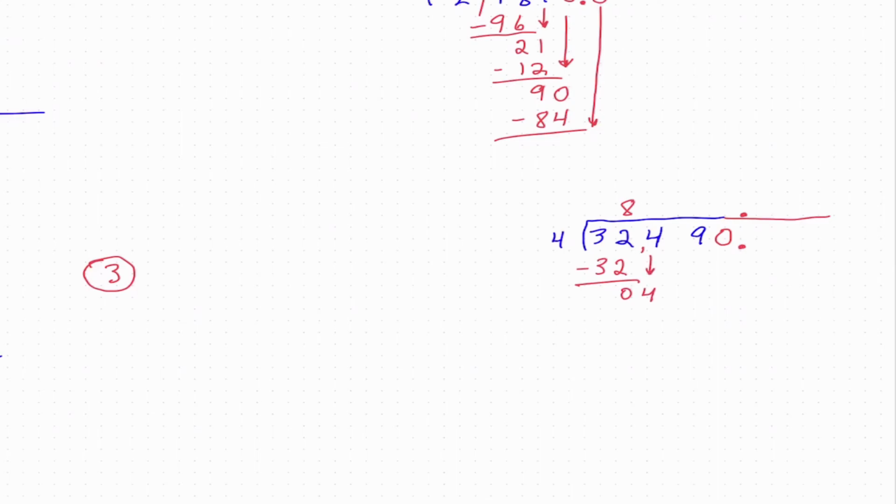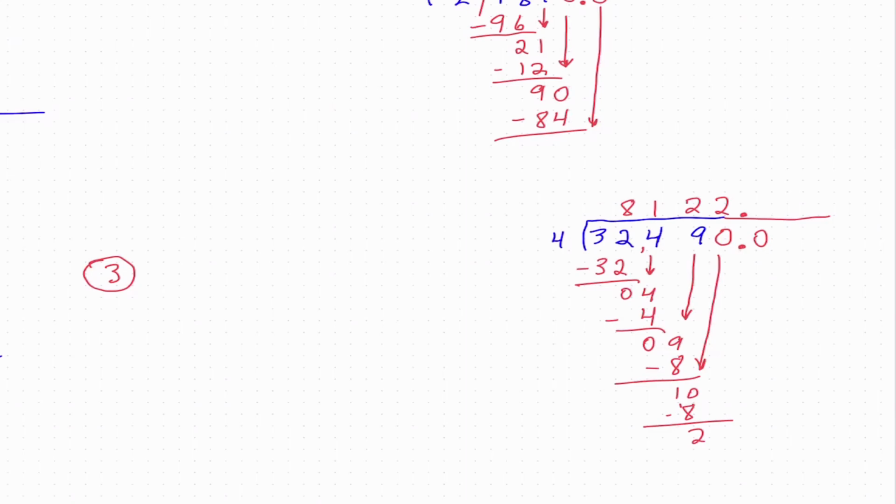How many times can 4 go into 4? 1 time. Okay, we're left with 0 again. We're going to drop our 9 down into the problem. How many times can 4 go into 9? Okay, that'd be 2. That's 8. We're left with 1. We're going to drop that 0 down in there. 4 can go in there twice. So that's 8. Okay, we're left with 2 again.